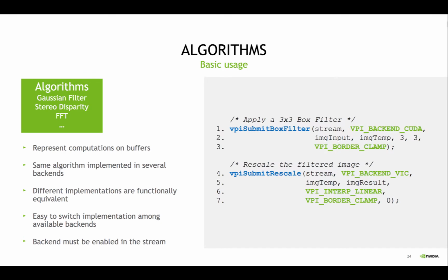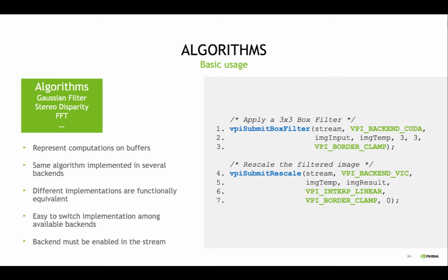Let's analyze some algorithm calls. Here we have two: a box filter operation on line 1, followed by the image rescaling on line 4. The box filter call will enqueue the filtering operation in the stream passed as the first parameter. The second parameter defines which backend will execute it. You can change the backend by simply changing the enum. The 3x3 box filter will operate on image input and write the blurry result on the image temp using the clamp border extension type. Then, on line 4, we use the rescale operation to change the dimensions of the blurred image, rescaling the content accordingly.